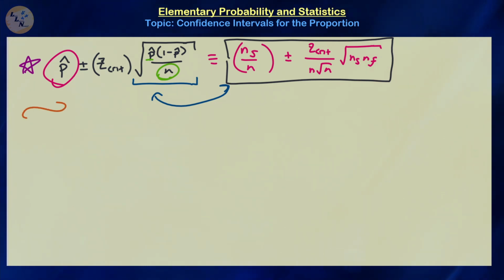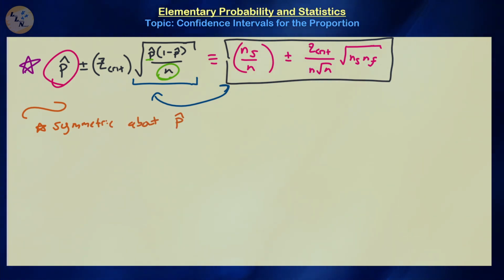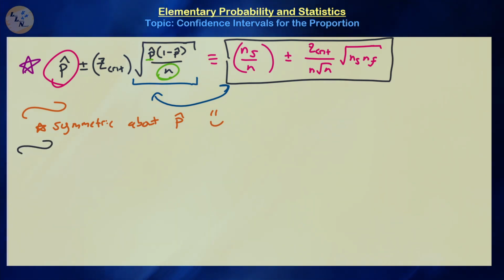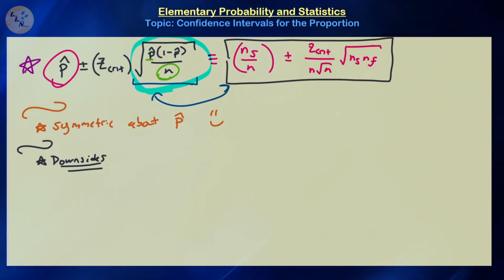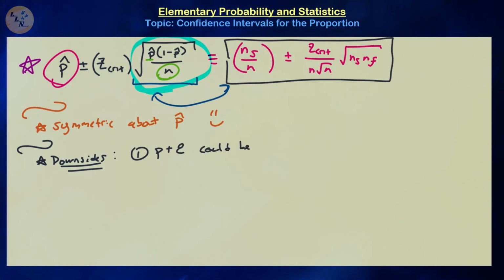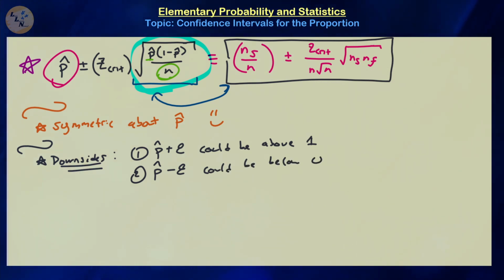A couple other observations that you should be aware of. So this clearly is symmetric about the estimate p hat. So that's usually a good thing. It's usually easy to interpret. But there are several downsides to this. And the downsides are generated by using this as our standard error. So let's quickly talk about them. 1, p hat plus epsilon could be above 1. Unrealistic. 2, p hat minus epsilon could be below 0.